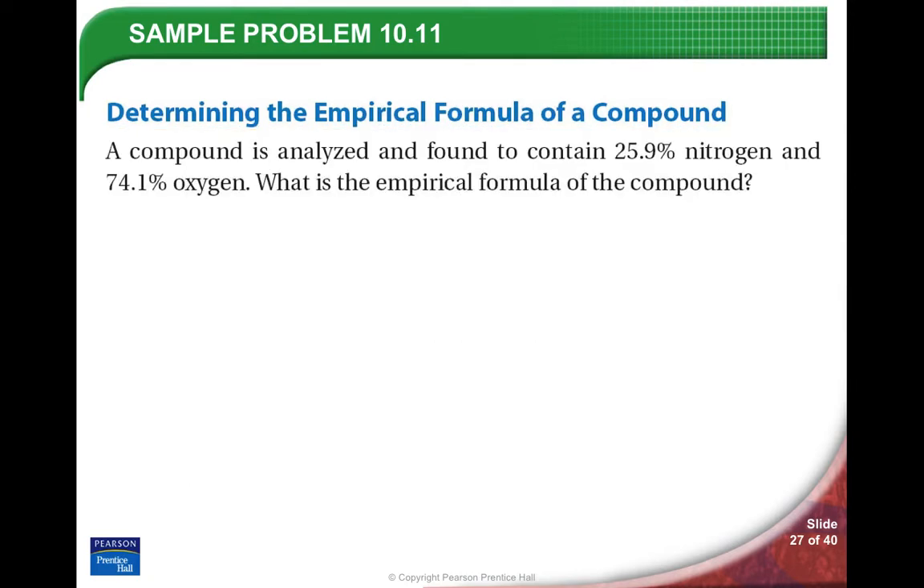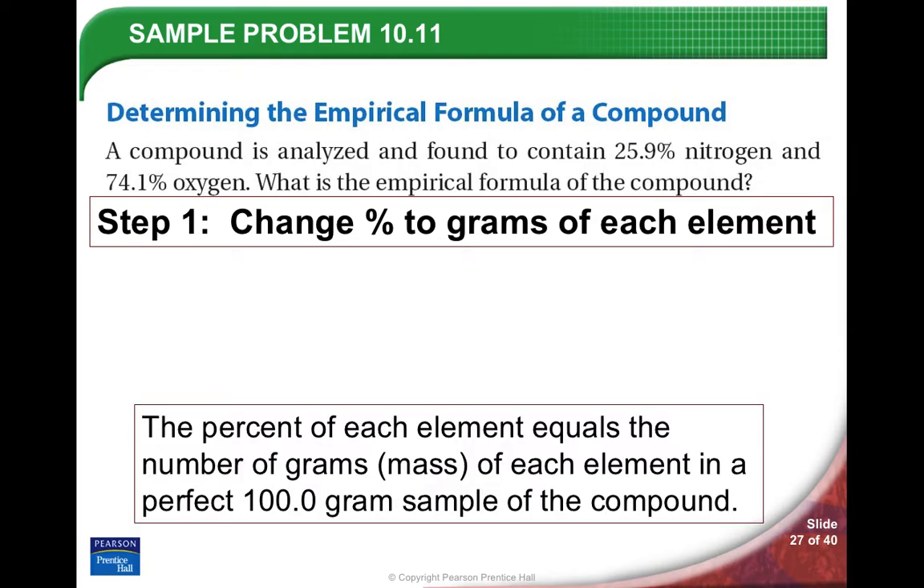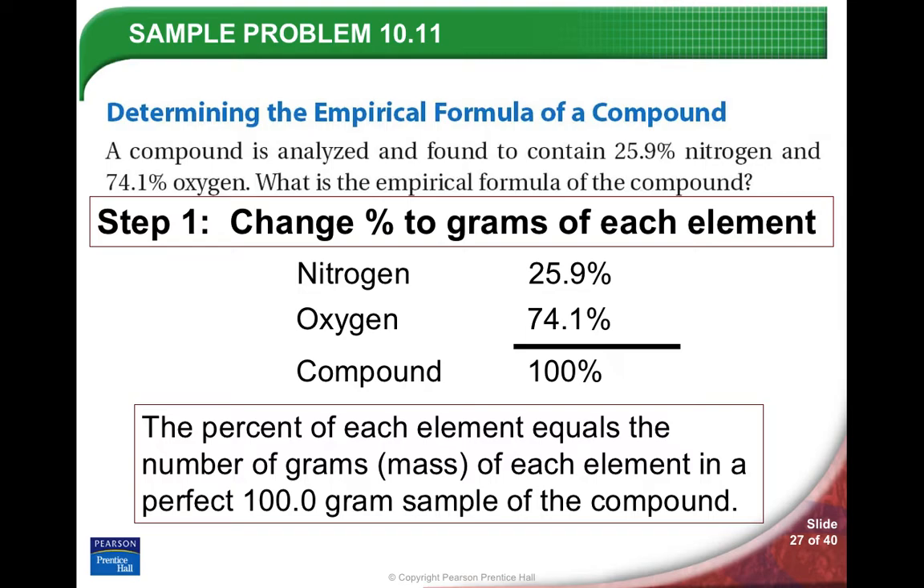All right, let's try this. So here's a compound that has 25.9% nitrogen, 74.1% oxygen. And the question is, what's the empirical formula? So again, first step, change percents into grams. And you just assume that 25.9% is 25.9 grams.